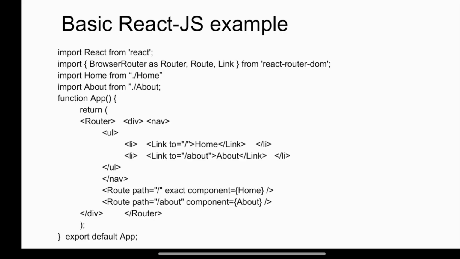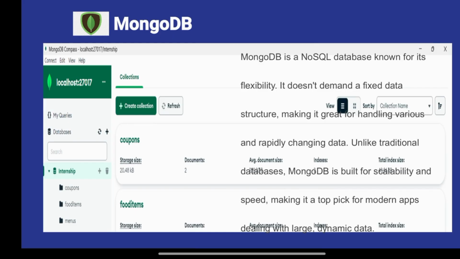Here is the example for basic React.js. Here we import React from React, and BrowserRouter as Router, Route, Link from React Router DOM, and Home from Home and About from About. Function App contains return, Router, Link to Home, and so on. And it exports default App.